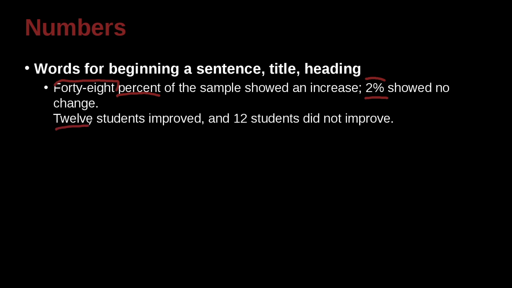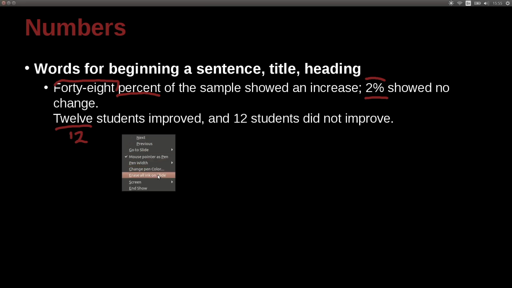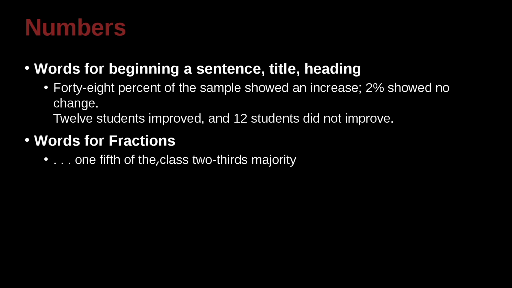Here's another example. 12 students improved and 12 students did not improve. Here the word 12 is bigger than 10, so maybe we should write the number 12. But no, because it's the beginning of a sentence, we do not do that. We have to spell it out. If you're writing fractions such as 1/5, 2/3, then you need to spell it out.